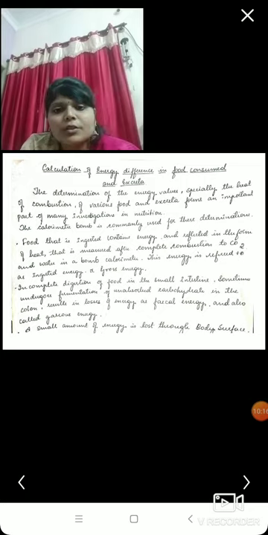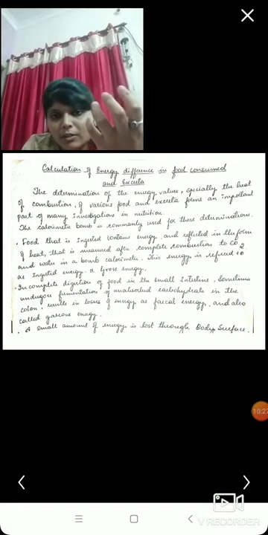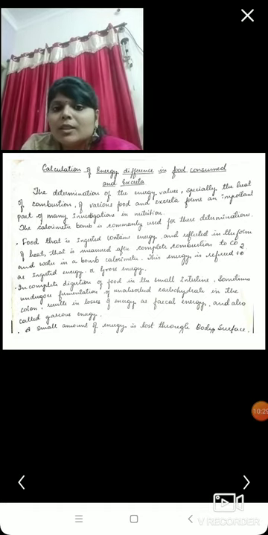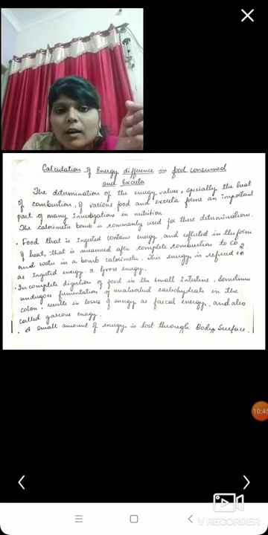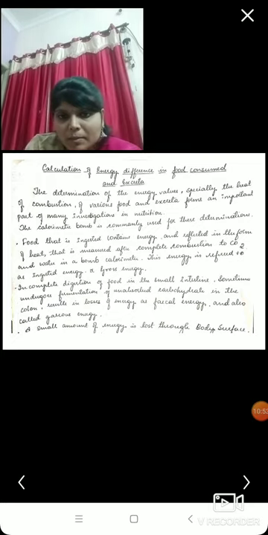Going to the calculations of the energy differences in the food consumption and the excreta. This is also one of the methods by which you can see how metabolic rate measurements can be done. The determination of the energy values, especially the heat of combustion of varieties of food and excreta, forms an important part of many investigations in nutrition. See, here the calorimeter, or the bomb oxygen calorimeter, is commonly used to determine this.